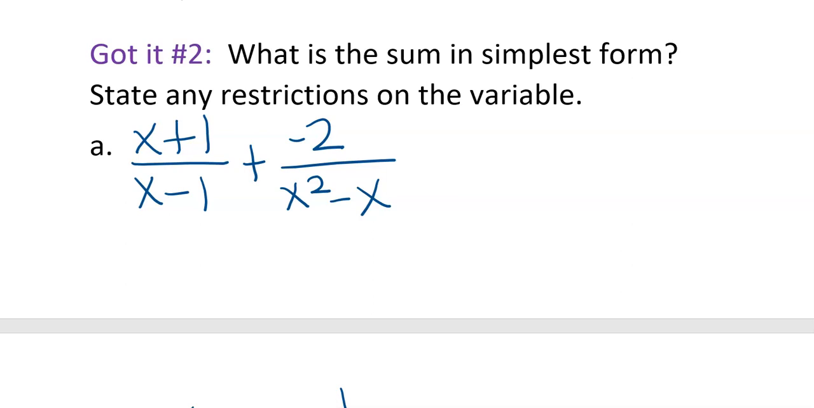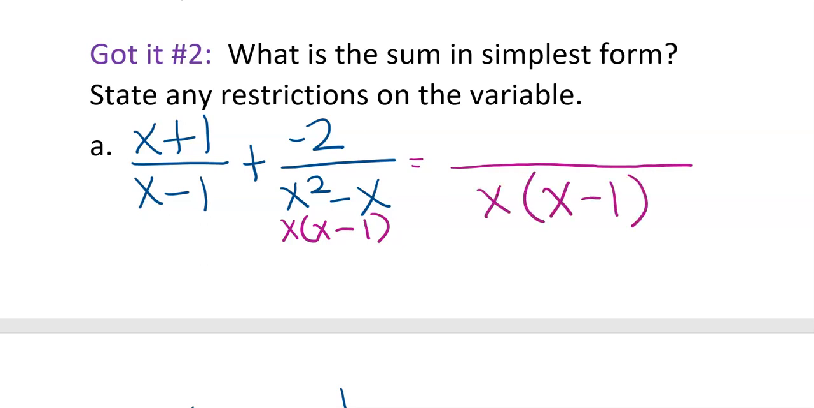What is the sum in simplest form? State any restrictions. So what I noticed first is that you can factor an x out. And then we're going to get a least common denominator. I see an x in there, and I see one factor of x minus 1.